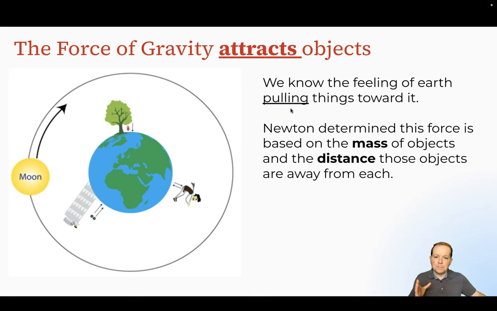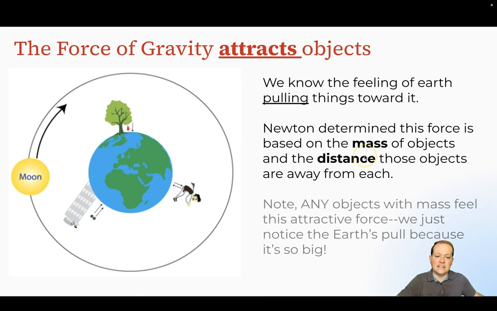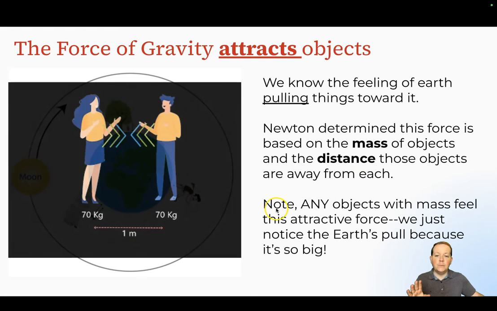Now, Newton figured out that it's not actually just about the earth. Newton figured out that this is a force based on the mass of objects, any objects, and the distance, how far away those objects are. That's what this force is dependent upon. We experience the force from the earth more than anything because the earth is so gargantuan compared to all the other objects, but Newton found that really it's a force between all objects with mass based on how massive they are, and again, that distance, how far away they are. That's what this last little bullet point here says. It's a force between objects with mass.